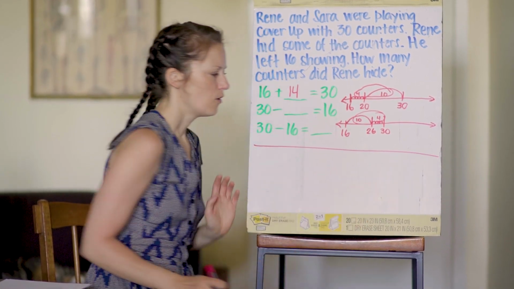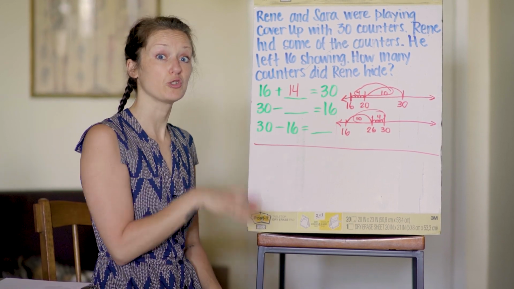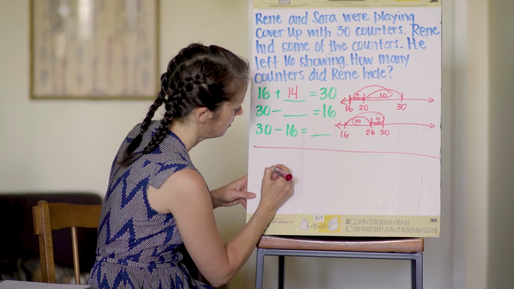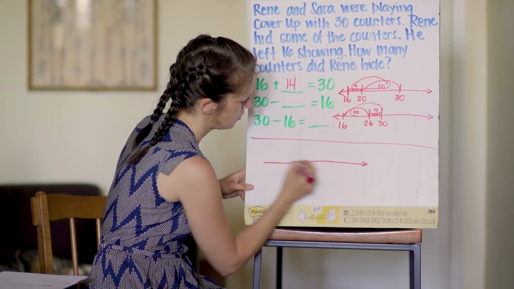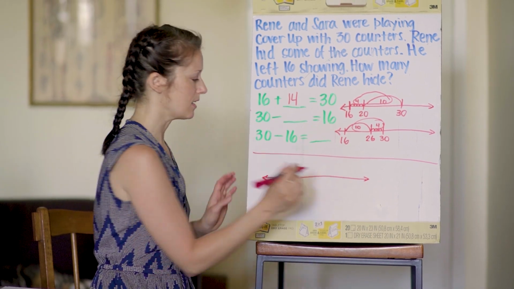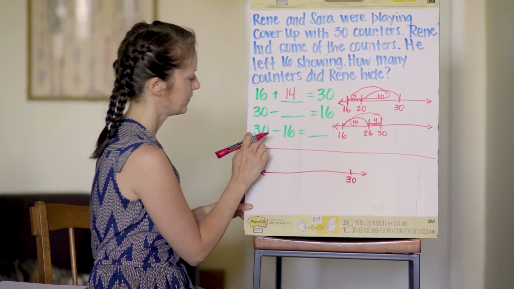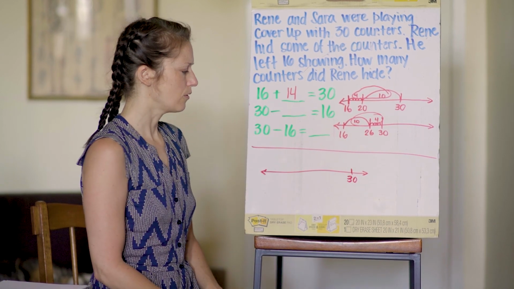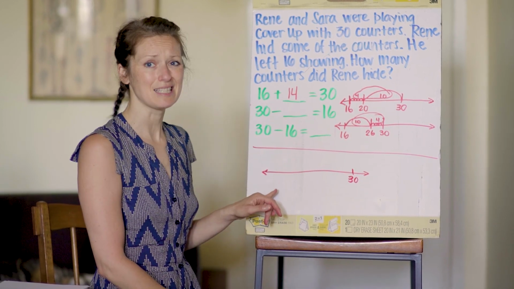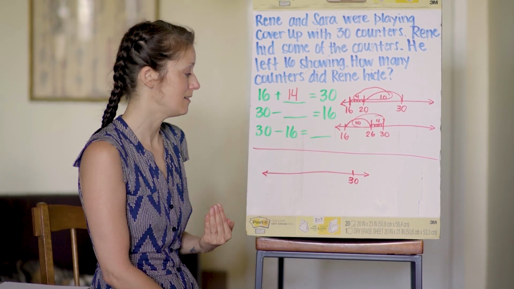This time, we're going to try jumping back in order to show that we subtracted back to figure it out. So I draw my number line here. Remember, if we're jumping back, we need to start on the right side here. So we're actually going to start with our 30, just like here. So 30, we need to get to 16. We have to figure out how many jumps it takes us to get to 16.